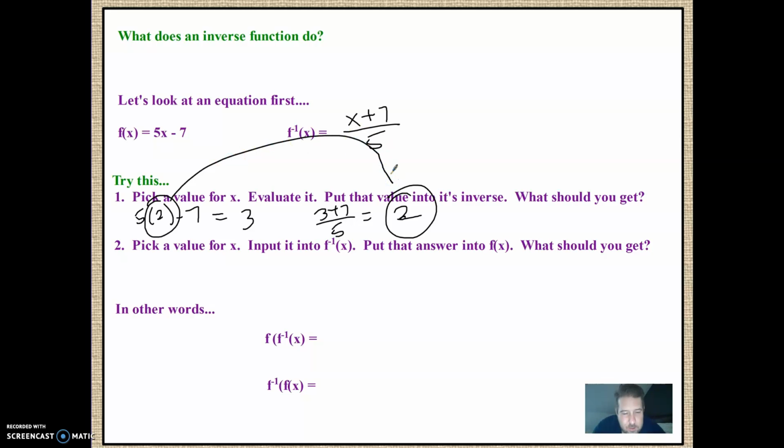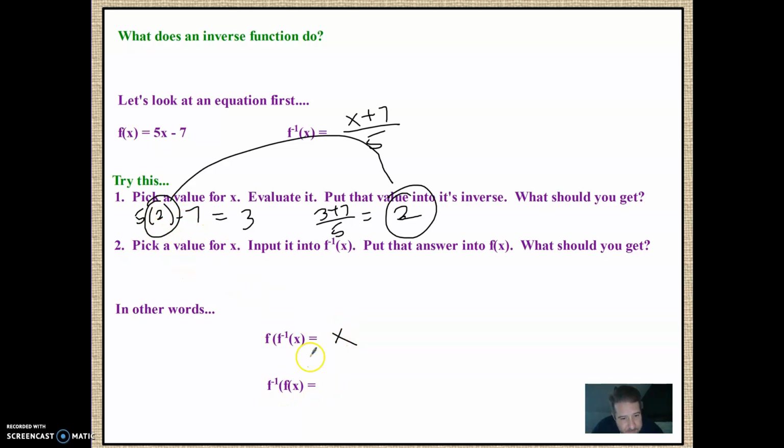And that'll always happen, no matter if you pick 2 or any other number. So pick a value for x and put it in for this function, and then I take that answer and put it in for this x, then I should get the exact same answer I started with in this function as well. So in other words, f of f inverse of x is going to be equal to x. You're always going to get the same x that you chose to put in the first time.